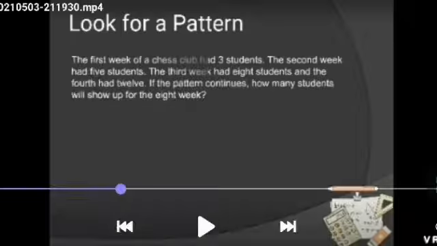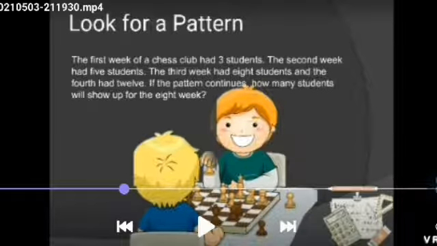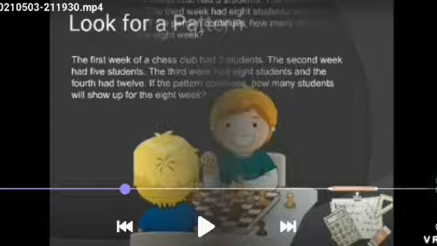We will proceed to the look for a pattern strategy. So the first week of a chess club had 3 students. The second week had 5 students. The third week had 8 students, and the fourth had 12. If the pattern continues, how many students will show up for the 8 weeks? Remember, we are to look of how many students will show up for the 8 weeks.